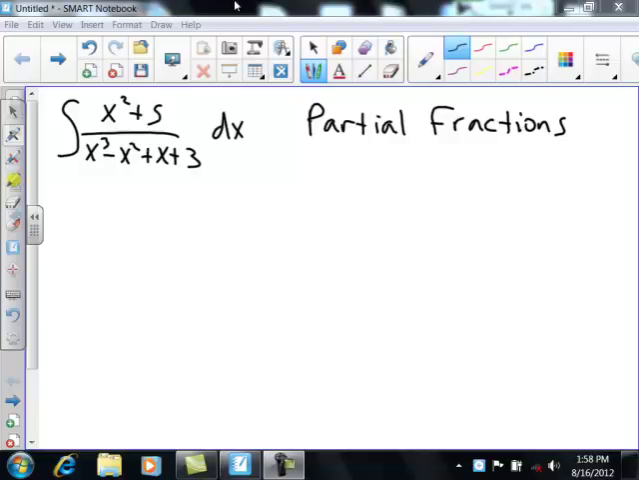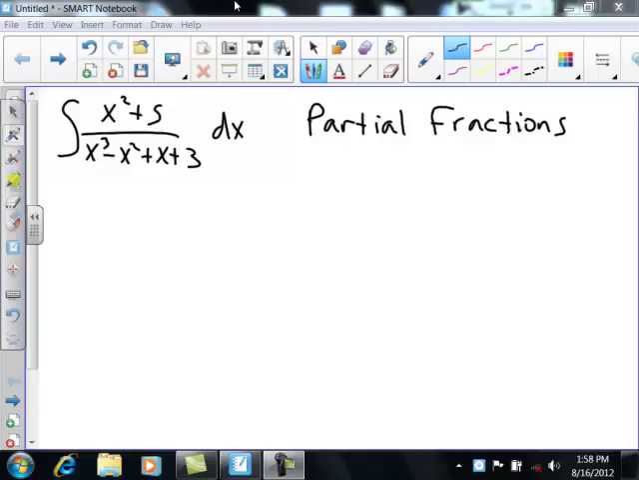So this is another example of some integration techniques. In this case, we're going to be dealing with partial fractions. So we have the integral of x squared plus 5 over x cubed minus x squared plus x plus 3. Just looking at that, you sure don't want to try any kind of u substitution. Splitting that apart is not going to help you in any way, shape, or form. So we're going to see if we can decompose this into a couple of different fractions and go from there.